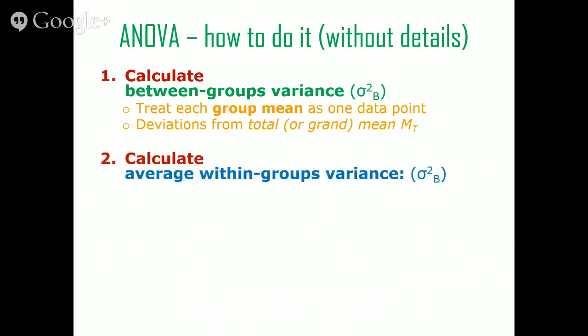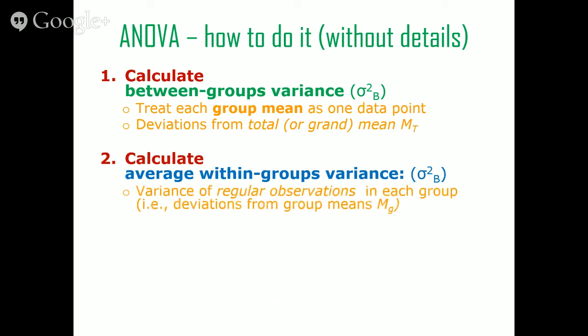Then you calculate the average within groups variance, sigma squared w. It's variance, so it's sigma squared. And so all you do for that is you calculate the variance of the regular observations in each group, which involves the deviations from each of their group means, which sometimes gets designated M sub G or X bar sub G, something like that. And then you average those group variances. So that's your within groups variance.